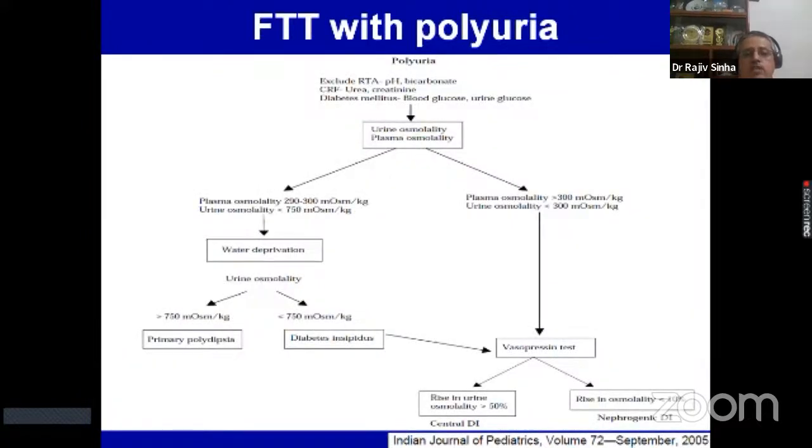So how do you approach a child with polyuria? You first rule out renal tubular acidosis, chronic kidney disease, and diabetes mellitus, and then you go for a paired sample of urine and plasma osmolality. If your urine osmolality is less than 300 and your plasma osmolality is more than 300, then you can straight away go for a vasopressin test. Otherwise, you might request a water deprivation test.